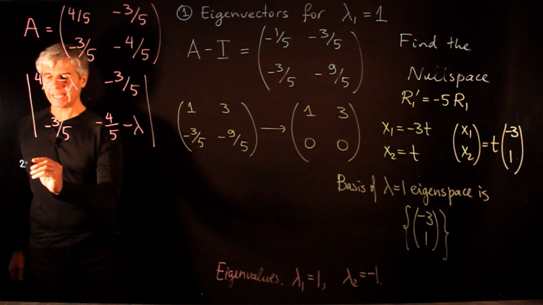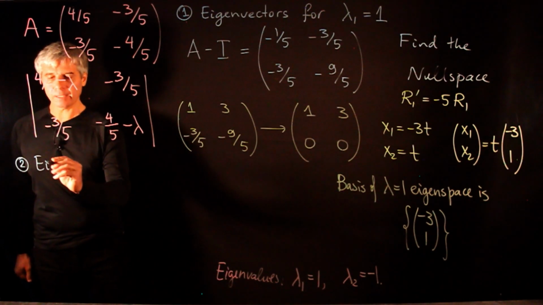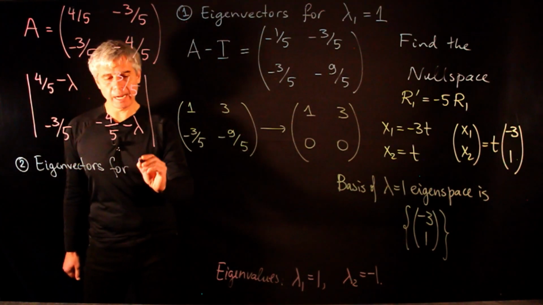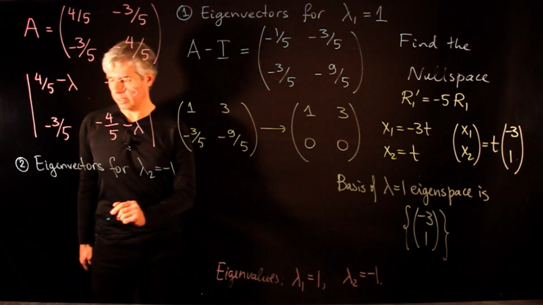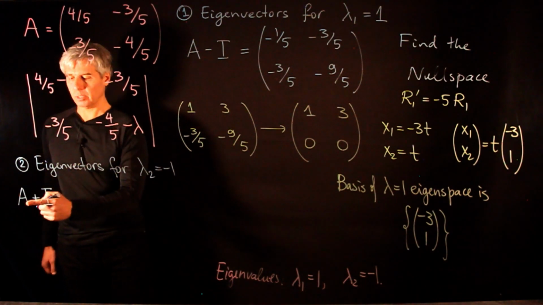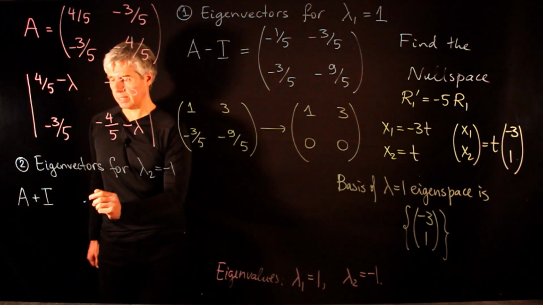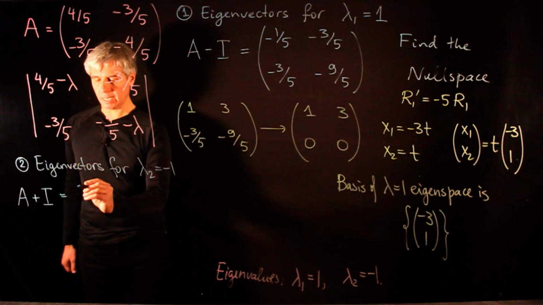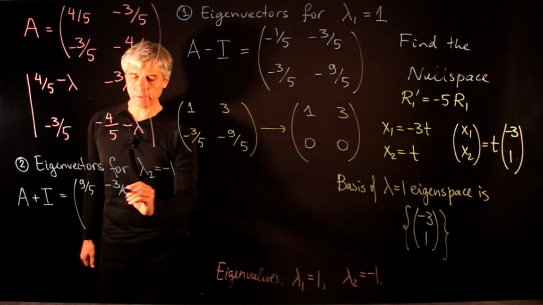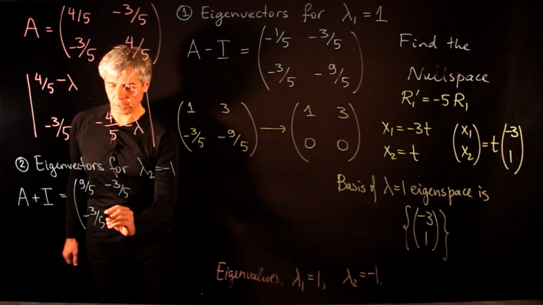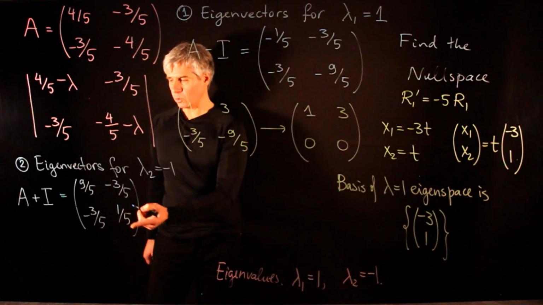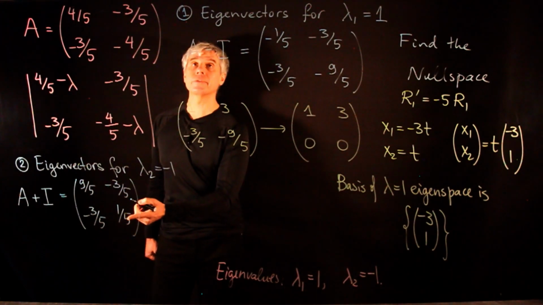Now let us deal with the second eigenvalue. So let us find eigenvectors for eigenvalue lambda 2 equals negative 1. So here we deal with the matrix A plus I. So this is A minus negative 1 times identity. So this matrix will become 9 over 5, negative 3 over 5, negative 3 over 5, and here we'll get 1 over 5. And we need to find the null space of this matrix.